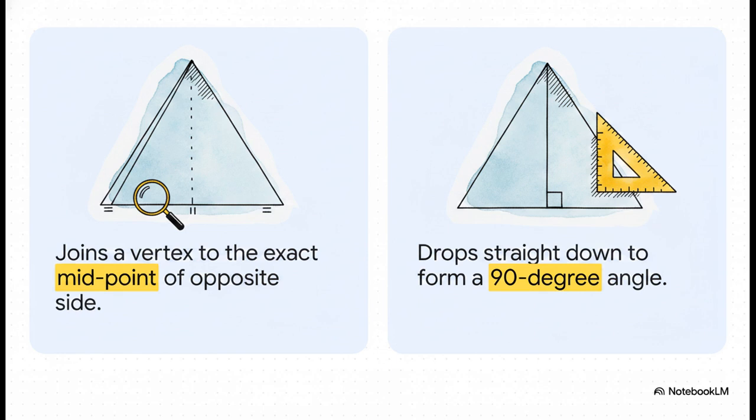and the altitude. So, a median is a line that travels from a corner, or vertex, straight to the exact midpoint of the opposite side. It slices that side into 2 perfectly equal halves. An altitude, on the other hand, drops directly from the vertex to form a strict 90-degree right angle with the opposite side. The easiest way to remember this? Think of the median as the middle and the altitude as the height.